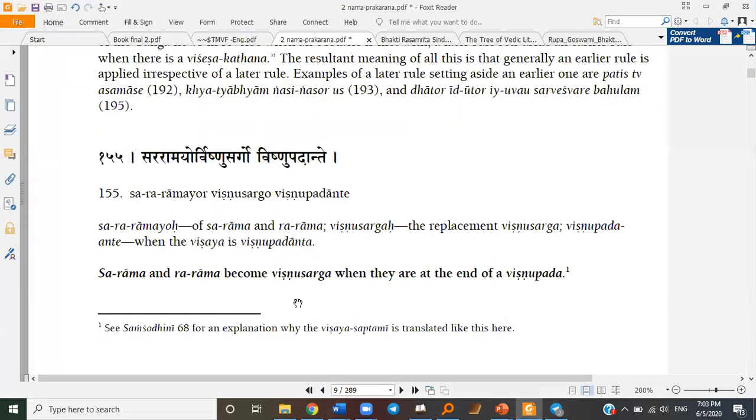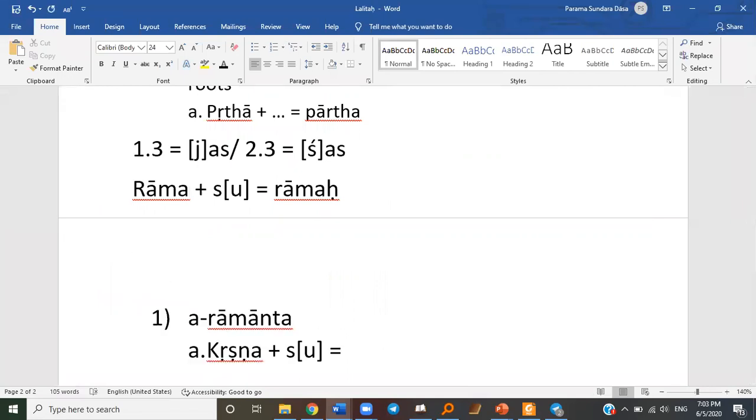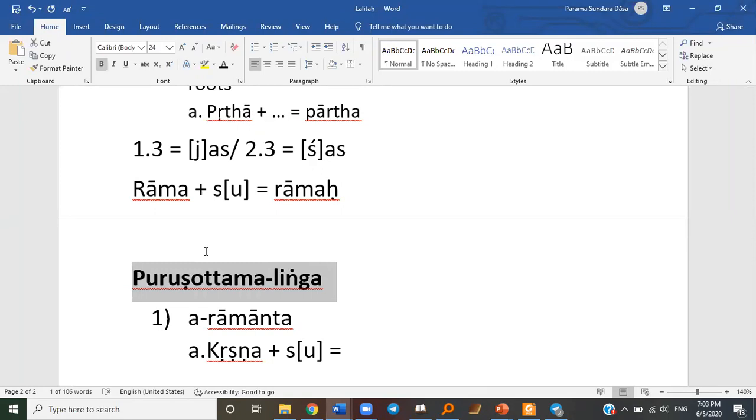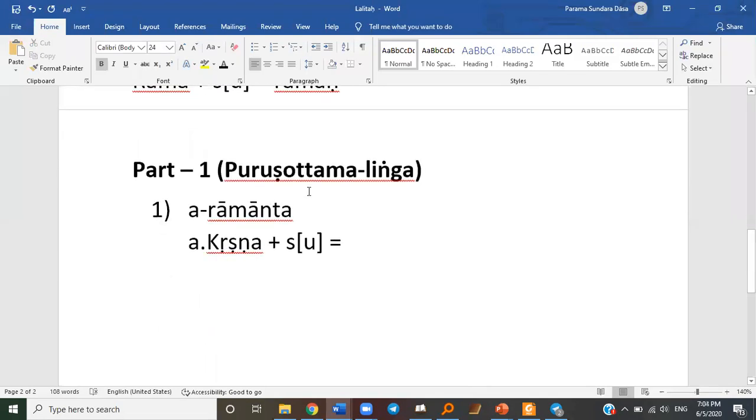And of course, this is one more thing. This is Purushottam Linga. This is the first section, part 1 of this chapter, Purushottama Linga, and part 2 will be Lakshmi Linga, part 3 will be Brahma Linga, part 4 will be Avyayas, and then the chapter will be closed. And then after that, Sarvanama will be there. Then the second chapter will be finished.